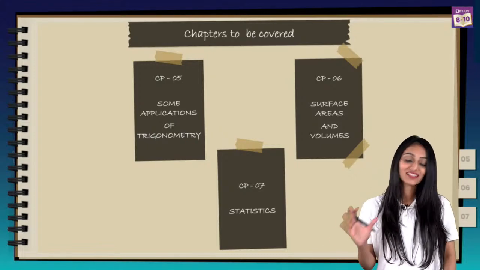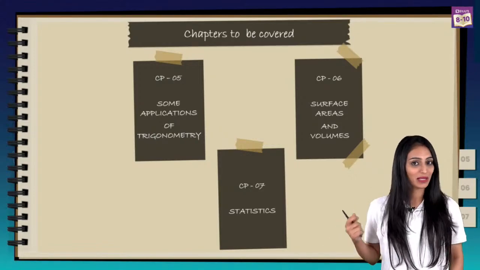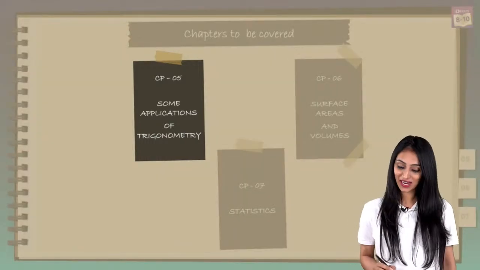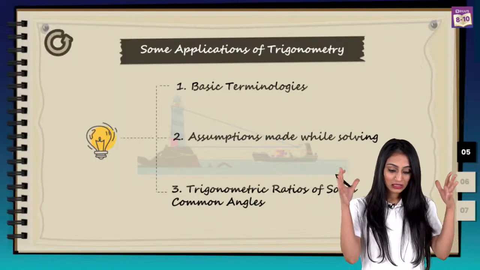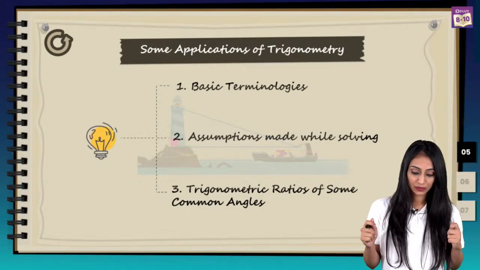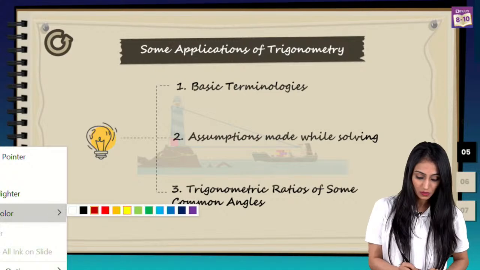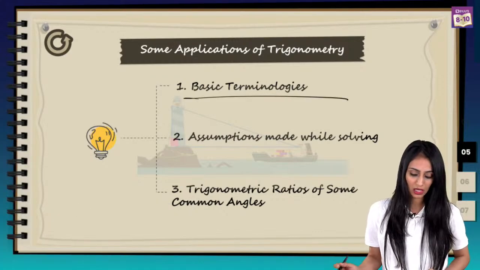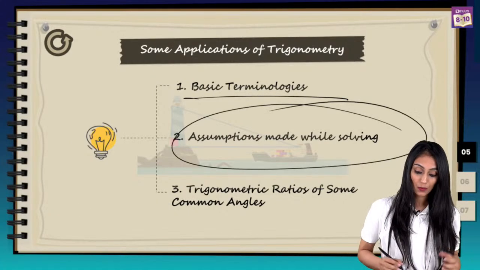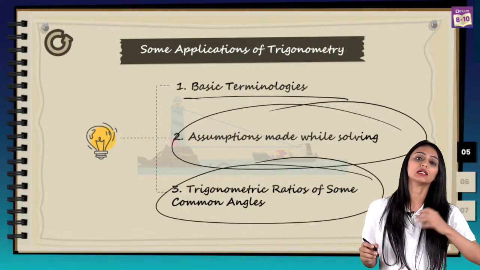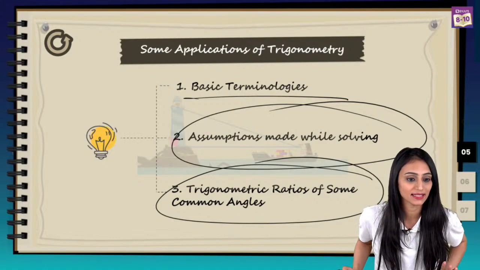All right. So these are the 3 chapters I'll be covering. One by one, we'll pick up the chapters. Let's start off with some applications of trigonometry first, right? First of all, these are the topics that we have in this chapter, like the term 2 syllabus that you have. We will cover some basic terminologies first, and assumptions that we make while solving the questions, and trigonometric ratios of some specific angles, some common angles we need to know.